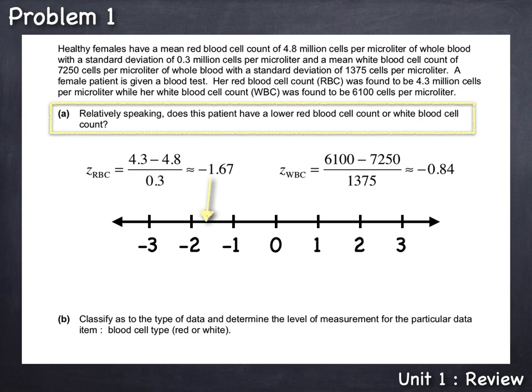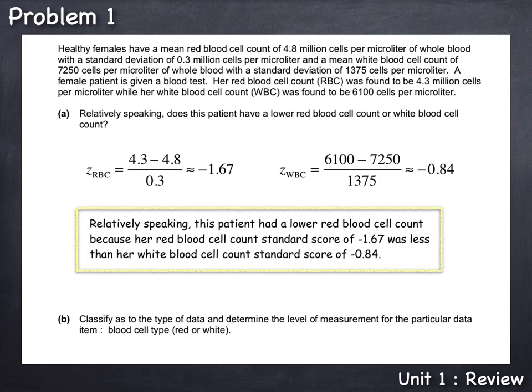In comparison, this patient's white blood cell count was negative 0.84, which is also negative or below average, but it's not quite as low as the patient's red blood cell count. So because the standard score of negative 1.67 is definitely less than the standard score of negative 0.84, this patient's red blood cell count can be considered, relatively speaking, to be lower than her white blood cell count. So now we're ready to answer the question.